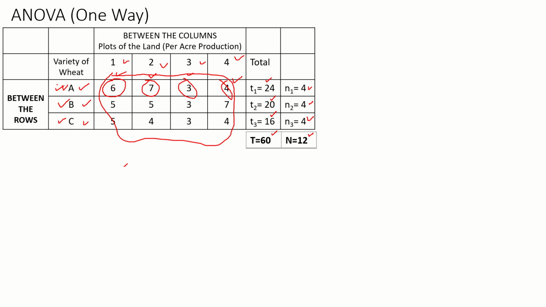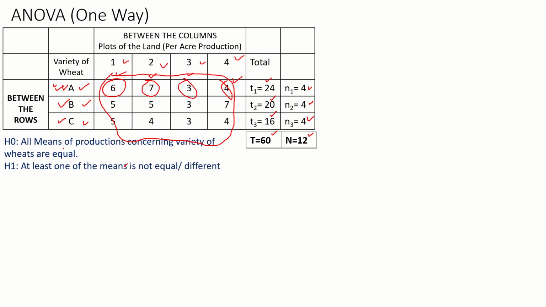What we are going to do here: the mean scores of A, B and C, we assume that these are all the same. As far as production is concerned, all means of production concerning varieties of seeds are equal. That we assume. That means there is no significant difference. Difference is obvious, but we assume that the difference is insignificant. And H1, that is the alternative hypothesis, we assume that at least one of the means is not equal or different.